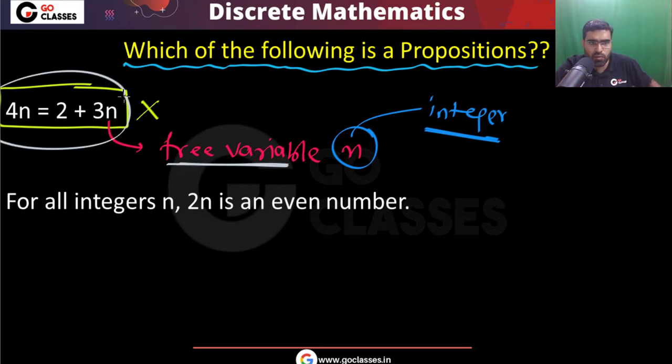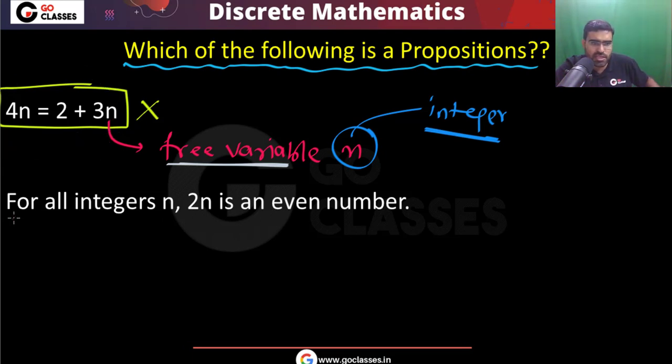If you put n equal to 2, then it will be true. If you put n equal to 10, then it will be false. So the truth value changes depending on the value of n. At this point of time, without the information of n, we cannot say it is true or false. We cannot assign either of those. So that is the reason I can say this is not a proposition.